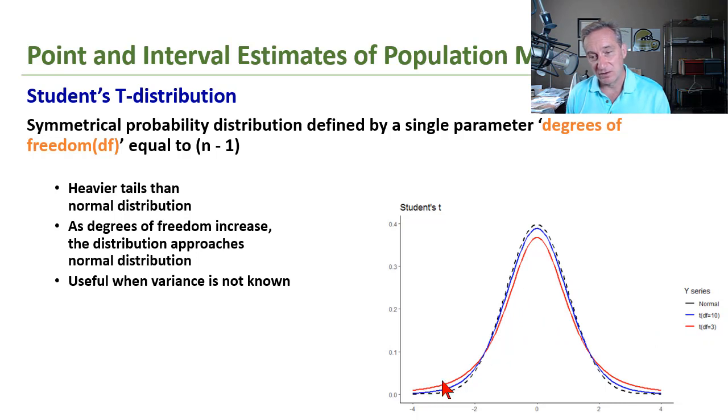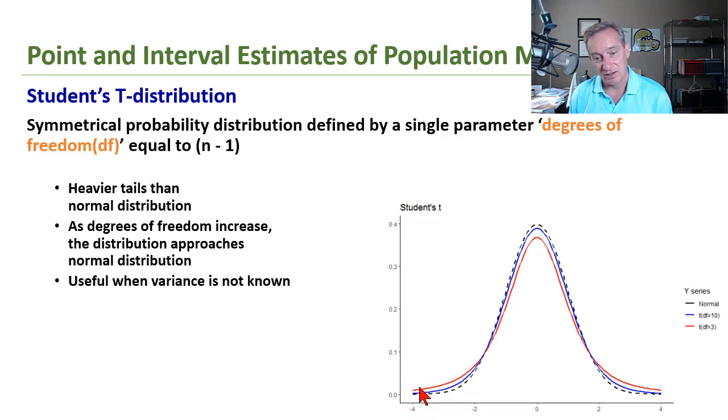So here in red, I have a student's t with degrees of freedom only 3. So that has fatter or heavier tails. I prefer the language heavier tails. It means more density in the tail, you can see in red. So there's just going to be, if we go out here to negative 4 or less, a slightly greater probability of the student's t of those outcomes relative to the normal.